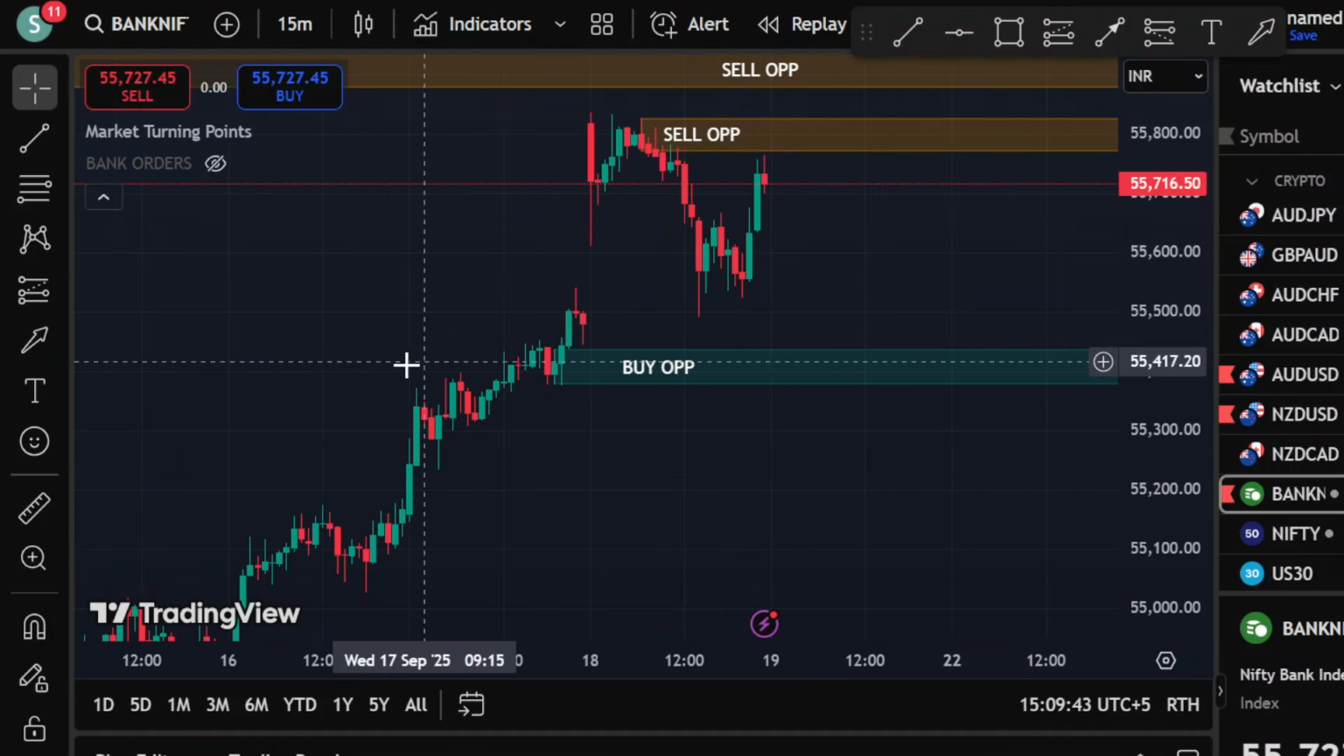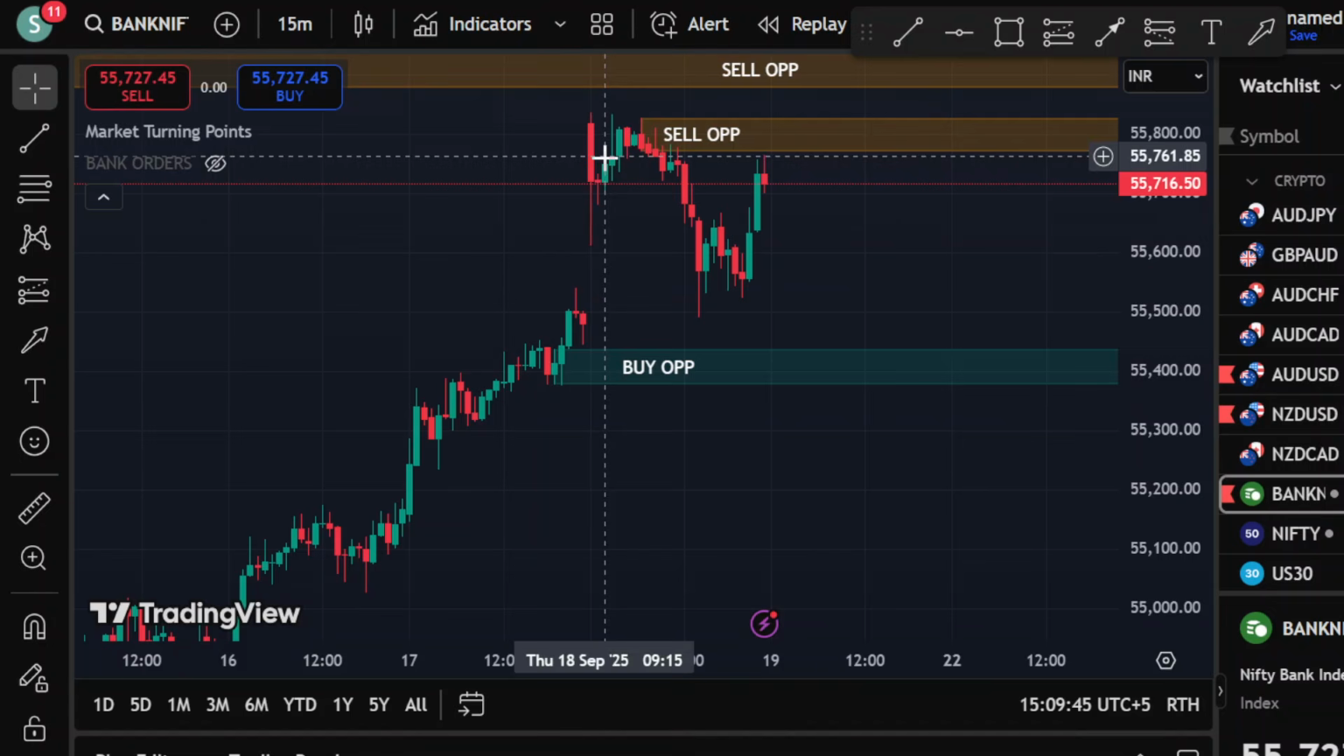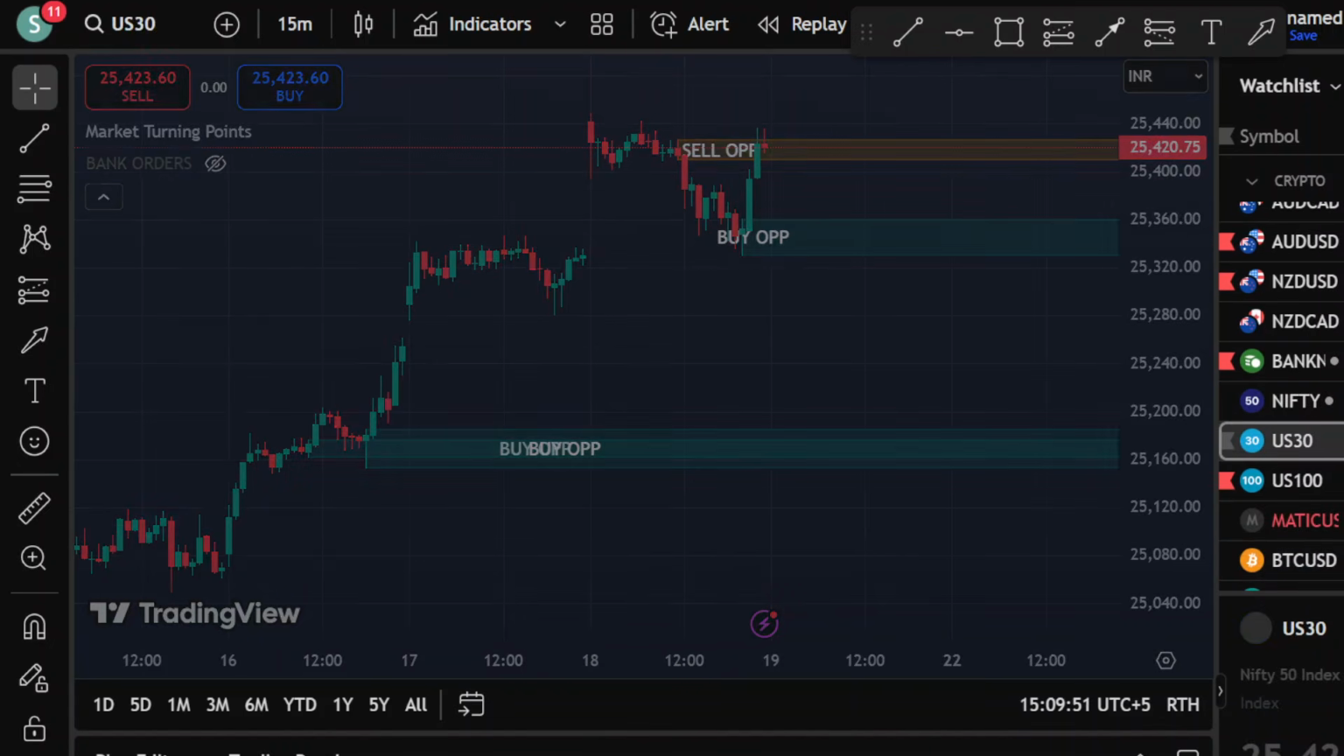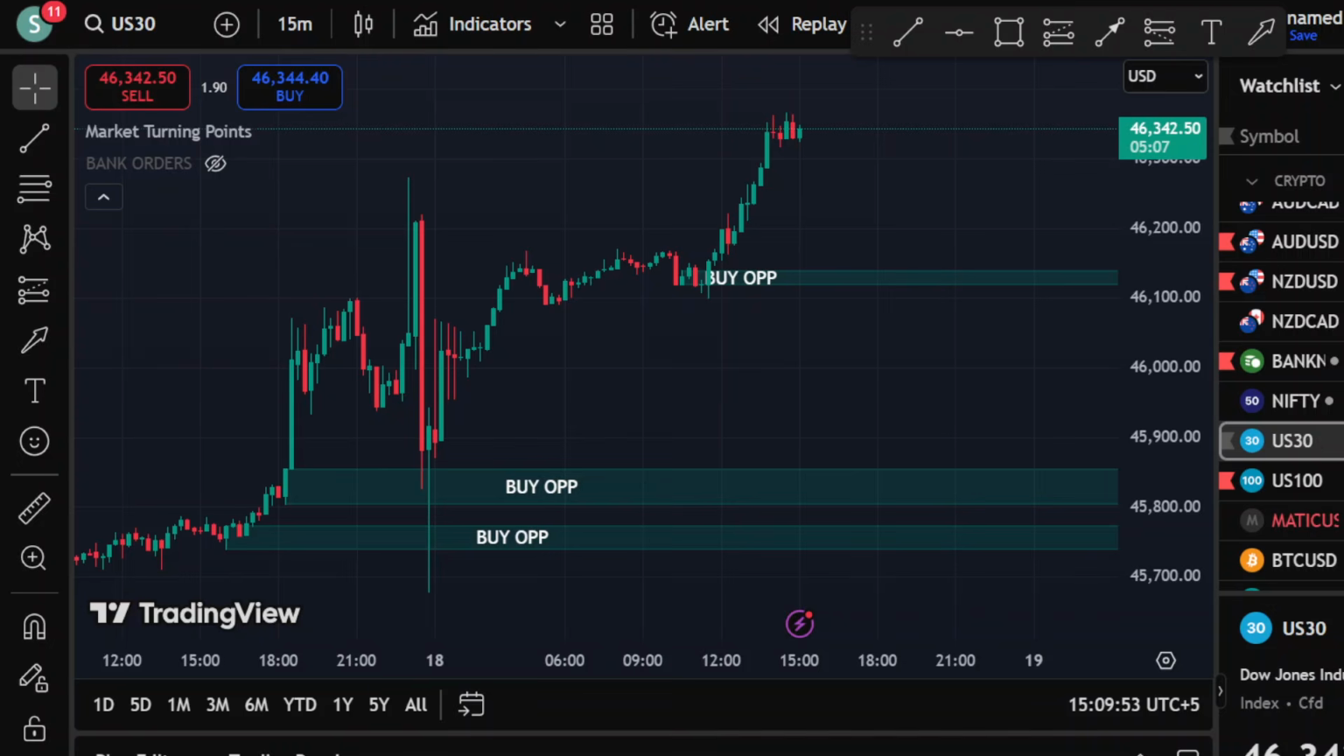And now you can see this is Bank Nifty, and Bank Nifty went up after the buy opportunity and dropped from the selling opportunity. So it works on everything, whatever you trade, forex, crypto, stocks, it works very well.